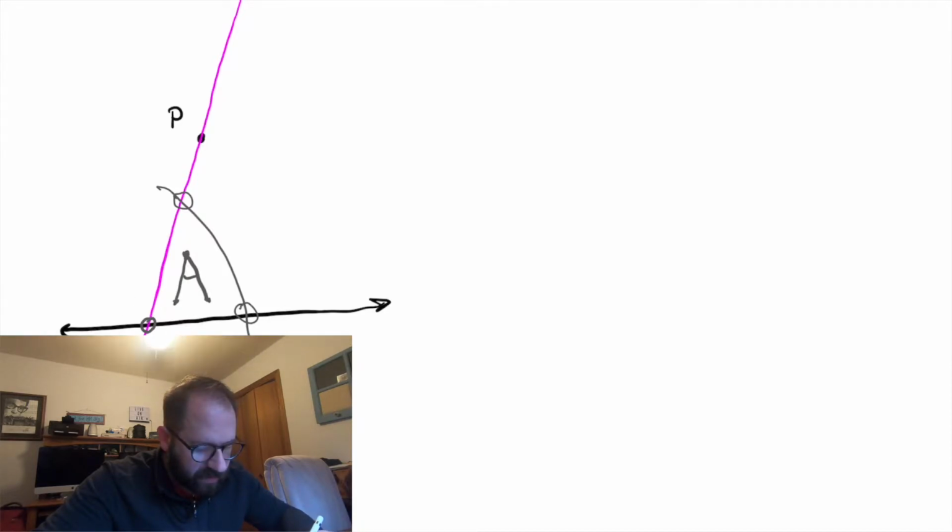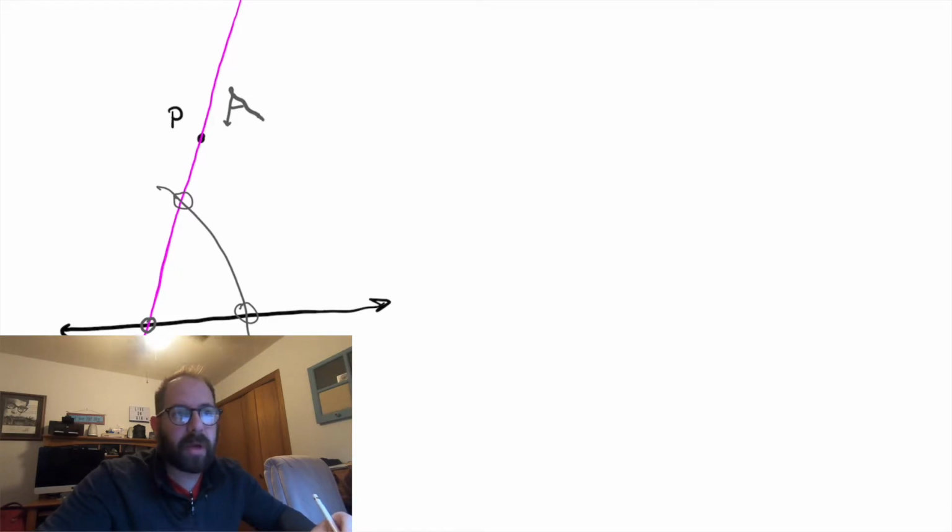This is going to be the tricky part. We're going to pick up the compass now, and we're going to place the compass up here. So this is the little pikey end, this is the pencil end. We haven't changed the compass at all. And I want you to put the pike, the pointy end, right on point P now.